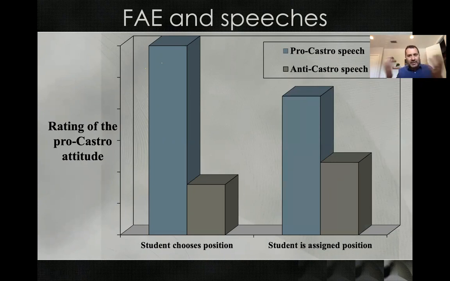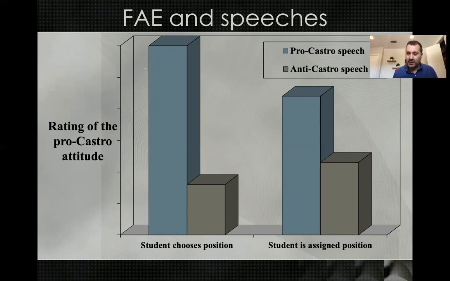There was still this belief that the perspective, the position that the student had when giving the speech, reflected their true underlying attitudes. But logically, it doesn't really make any sense, right? Unless we understand the fundamental attribution error.